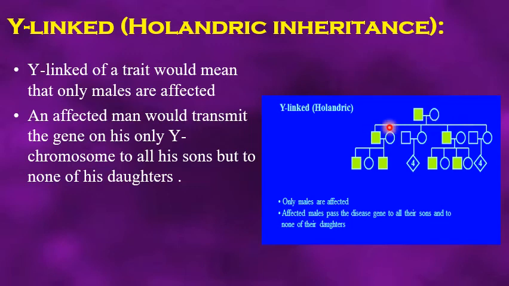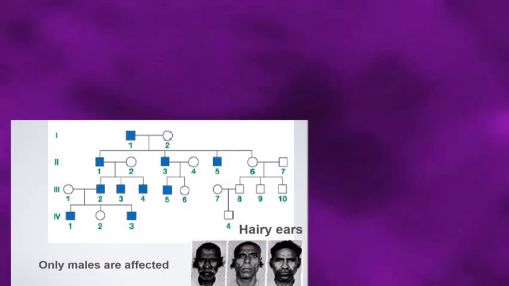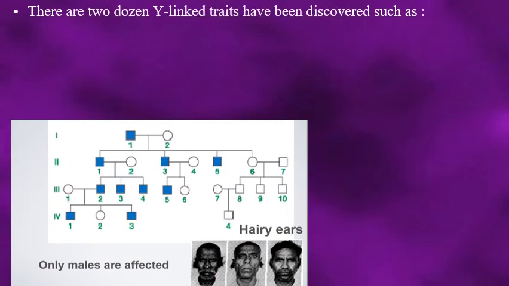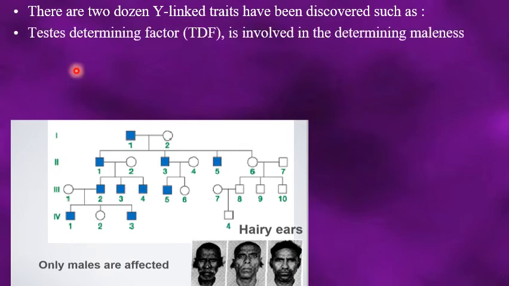This pedigree shows the affected male transmits his trait to all his sons, none of his daughters. There are 24 Y-linked traits that have been discovered, such as testis determining factor, which is involved in determining maleness.